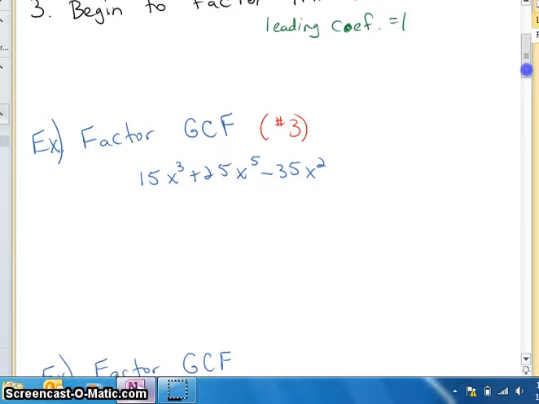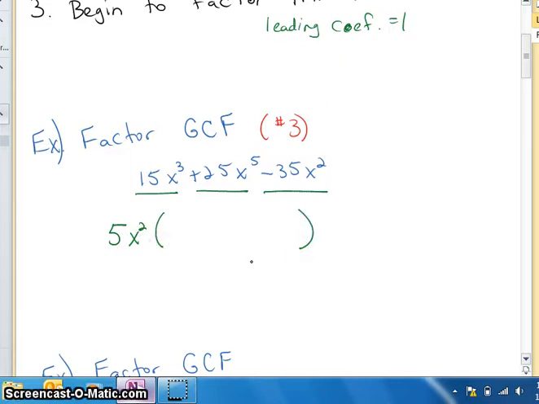So on that worksheet, number 3, it asked you to factor out the greatest common factor. So hopefully you looked at these 3 terms and you thought about what do they have in common. We'll first look at the coefficients. What's the greatest common factor of 15, 25, and 35? Well, it's 5. What's the greatest common factor of x cubed, x to the 5th, and x squared? So what's the biggest thing that they all have in common? An x squared.